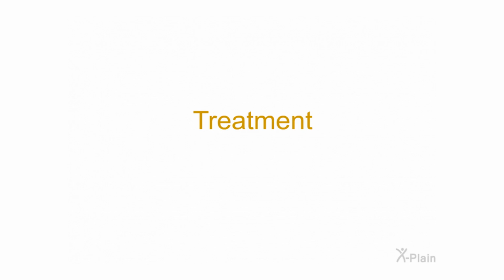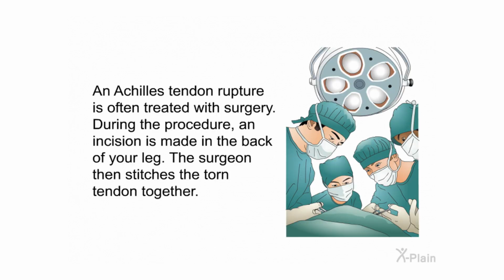Treatment. An Achilles tendon rupture is often treated with surgery. During the procedure, an incision is made in the back of your leg. The surgeon then stitches the torn tendon together.